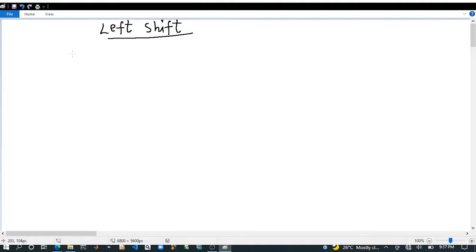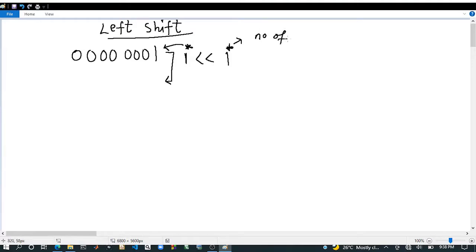So suppose we have an 8-bit binary number, 00000001, and we want to shift the bits of this binary number to the left by one position. It's a very simple process. All we have to do is take each bit and move it by one position to the left. The notation for that is 1 left shift 1. The first 1 stands for the number that I am performing the operation on, and the second one stands for the number of positions or the number of shifts.